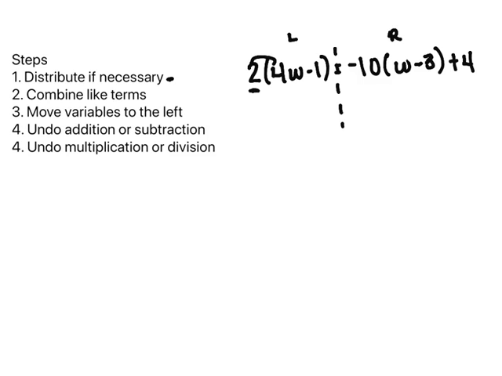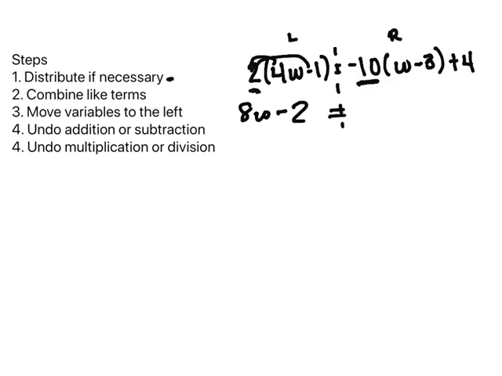2 times 4 is 8w. We cannot forget the variable. 2 times negative 1, positive times a negative is a negative 2, equals. Now I look at the next side and there, I see parentheses. Right outside the parentheses, I see a negative 10. So once again, I need to distribute.